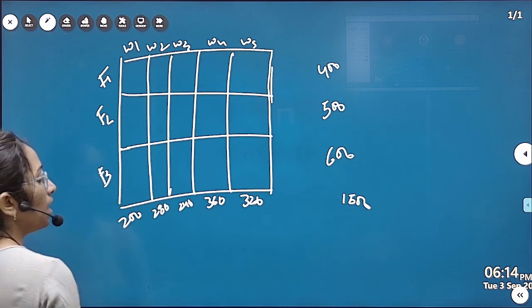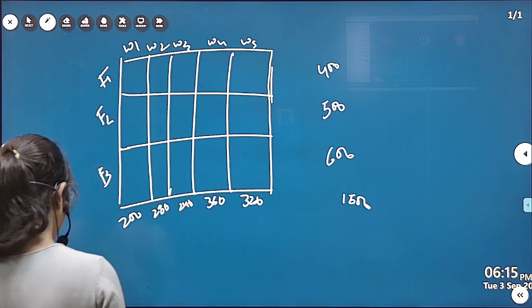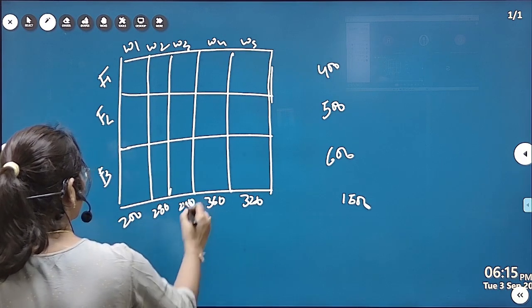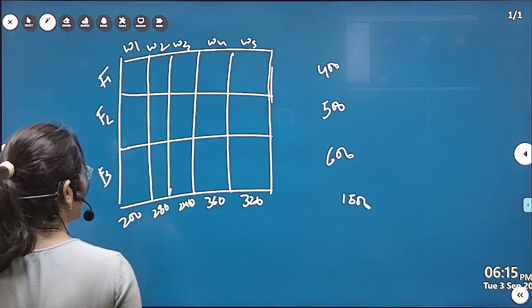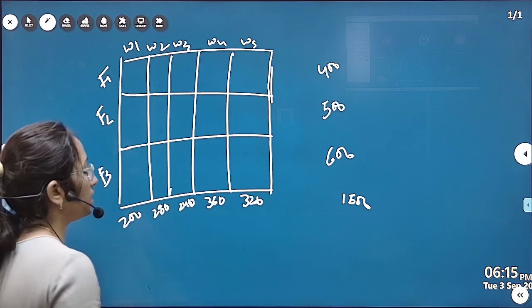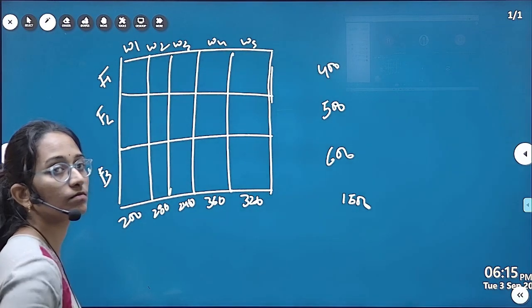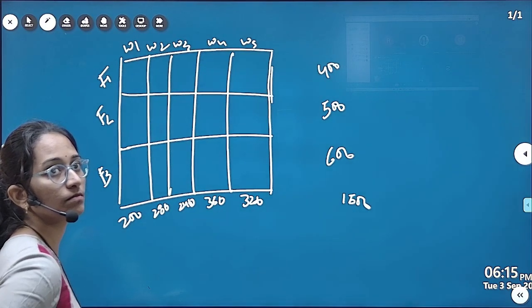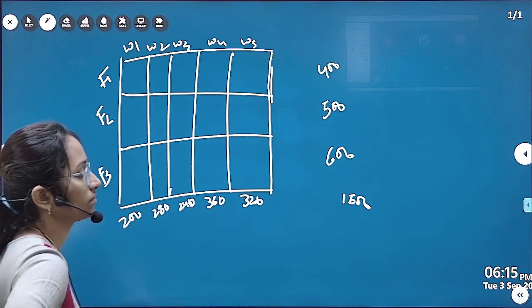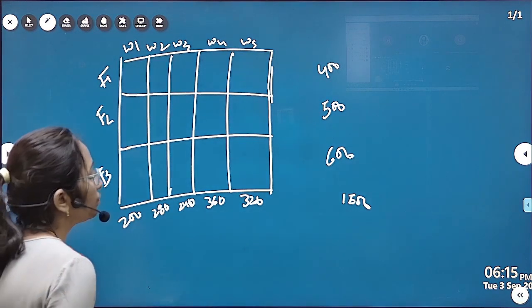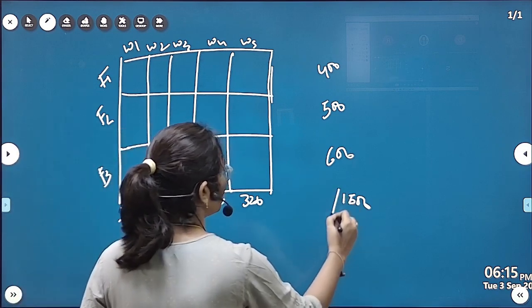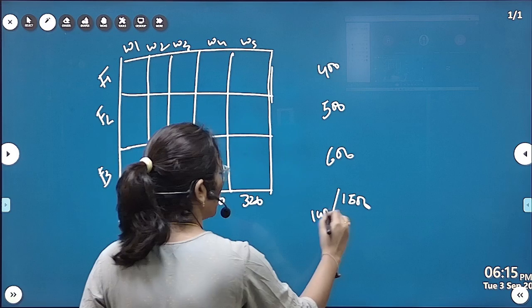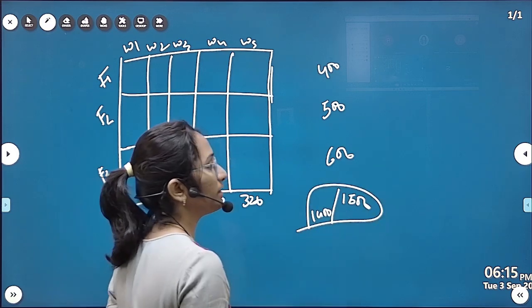Ma'am, what did you write after 280? After 280 there is 240. 200, 280, 240, 360 and 320. 1400. So 1400. So now this question is unbalanced by how much amount?